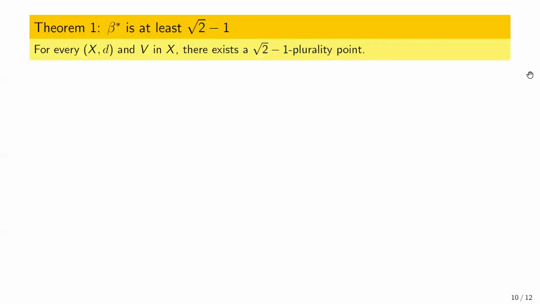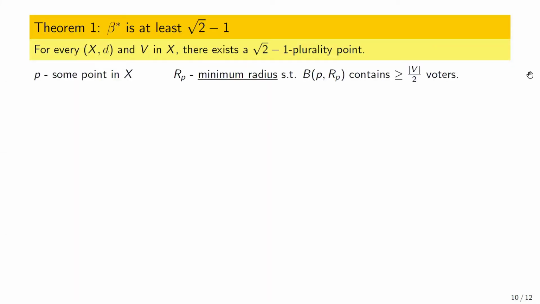Let's start with the first theorem. To show that beta star is at least square root 2 minus 1, we need to show that for any metric space and every set of voters, there exists a square root 2 minus 1 plurality point. So first, for any point P, we let R_P be the minimum radius such that the ball with radius R_P around P contains at least half of the voters.